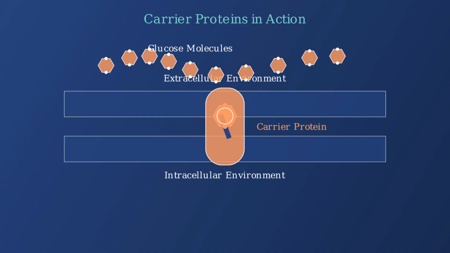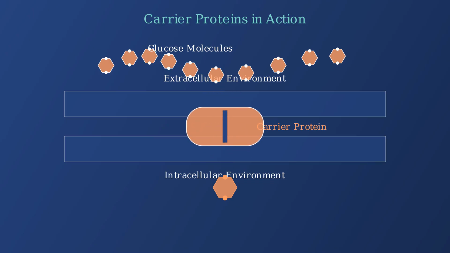After glucose binds, the carrier protein undergoes a conformational change, rotating to expose the binding site to the opposite side of the membrane. The glucose molecule is then released into the intracellular environment due to the lower affinity of the binding site in this new conformation. Finally, the empty carrier protein returns to its original conformation, ready to transport another glucose molecule.